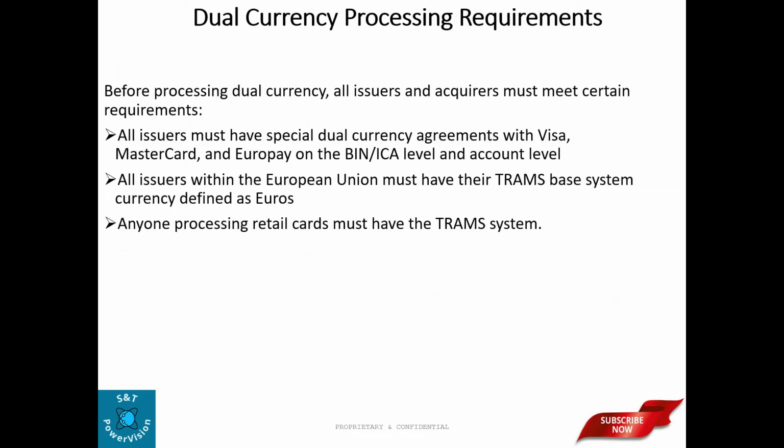Before processing dual currency, all issuers and acquirers must meet certain requirements. First, all issuers must have a dual currency agreement with Visa, Mastercard, Europay, and even other options like Amex and RuPay, at the BIN, ICL level and account level also. BIN is the bank identification number, and ICL is something like interchange card; I need to find out what ICL is. All issuers within the European Union must have their TRAM-based system currency defined as euros. Anyone processing retail cards must have the TRAM system.